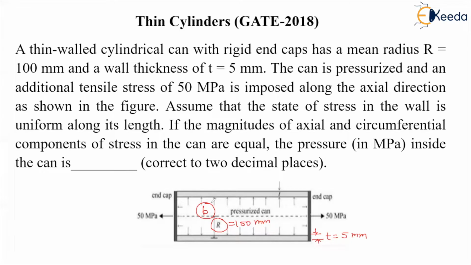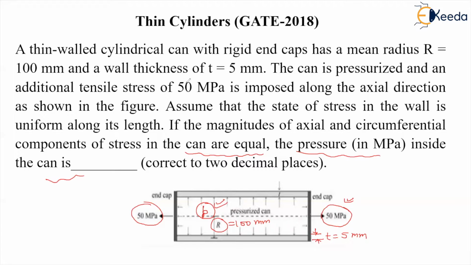And along with that, when the pressure is applied, there will be two types of stresses developed in this material, that is longitudinal stress and hoop stress. Along with this, an additional 50 megapascal of tensile stress is applied. So we have to find out, if the axial stress, longitudinal plus this extra applied, and the hoop stress are equal, then what is the pressure inside the can? How much pressure is applied? This we have to find out.